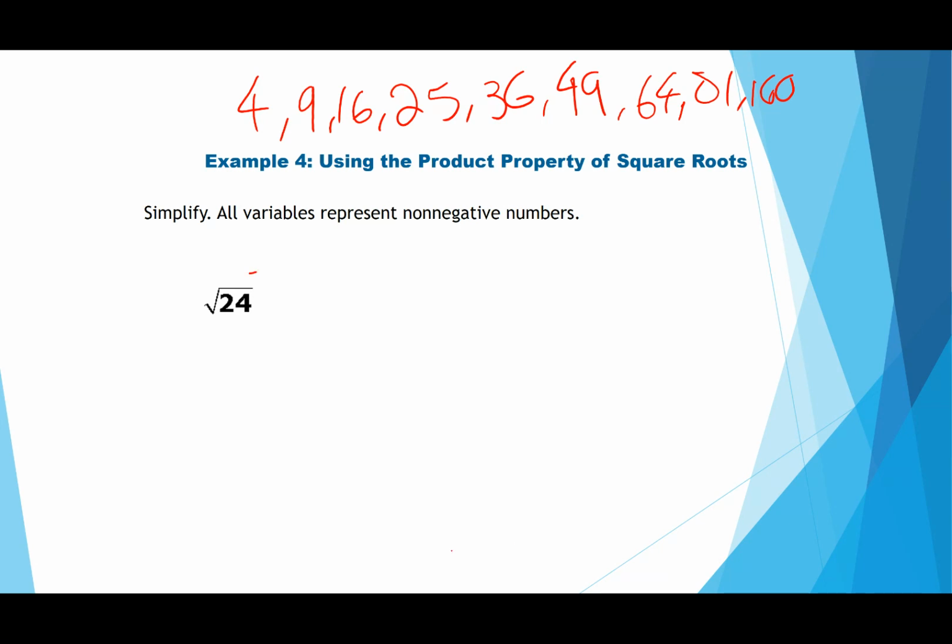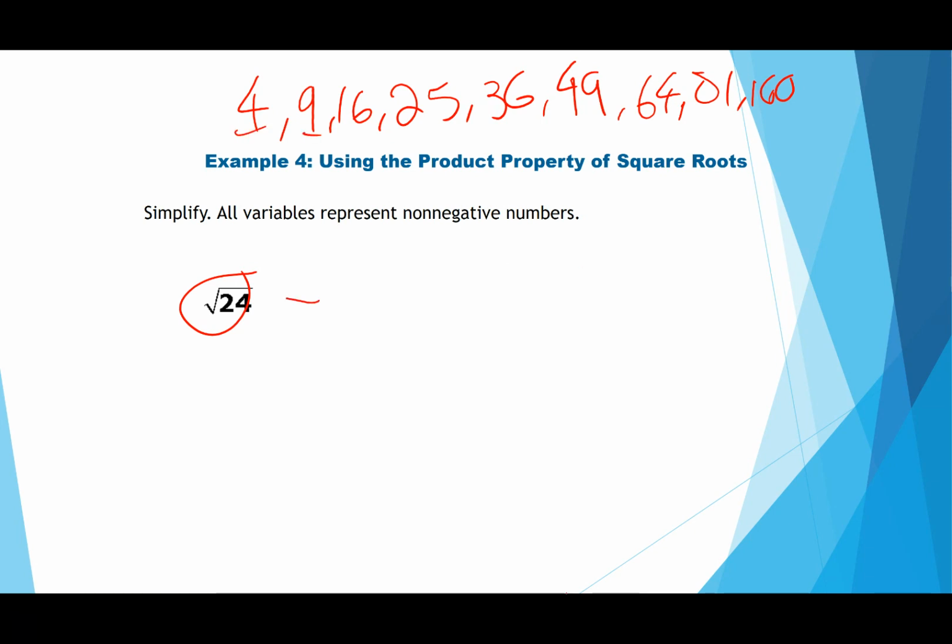In fact, if you try to type this in the calculator, you get a decimal value, but that's not our goal. Our goal is not to just write this as a decimal value. Our goal is to write it as a radical, but a simplified radical. So it's kind of like simplifying fractions, except we're not trying to reduce just by any number, but we're trying to reduce by perfect squares.